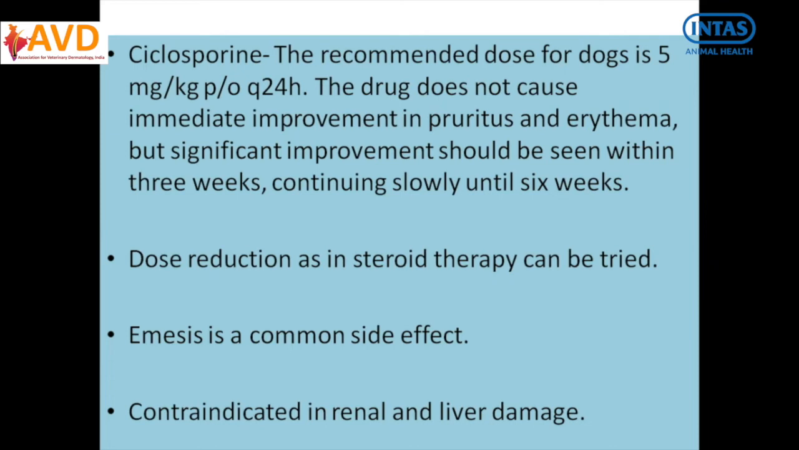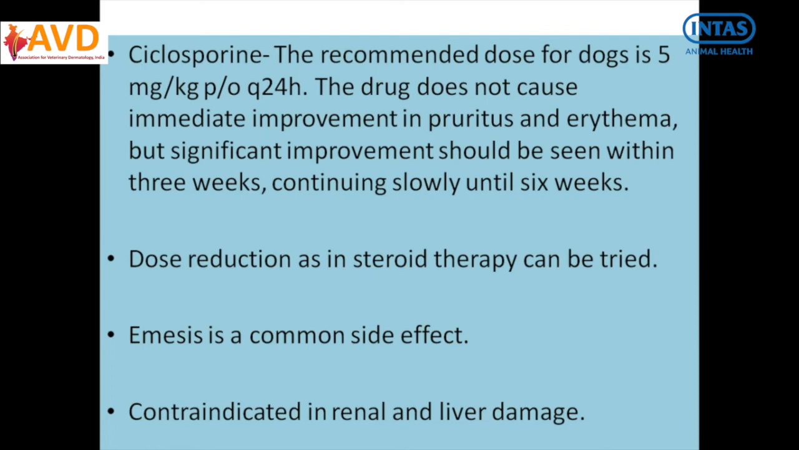Then cyclosporin is another immunosuppressive agent. The dose rate is 5 mg per kg orally every 24 hours. The drug does not cause immediate improvement in pruritus, but significant improvement will be seen within 3 weeks. So that is the disadvantage. There is no sudden improvement. Only slowly the animal will improve. By 3 weeks only the animal will start showing improvement, and you have to continue the treatment for at least 6 weeks.